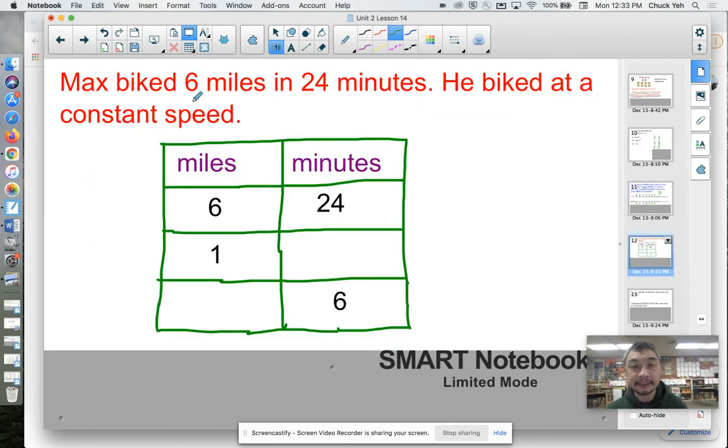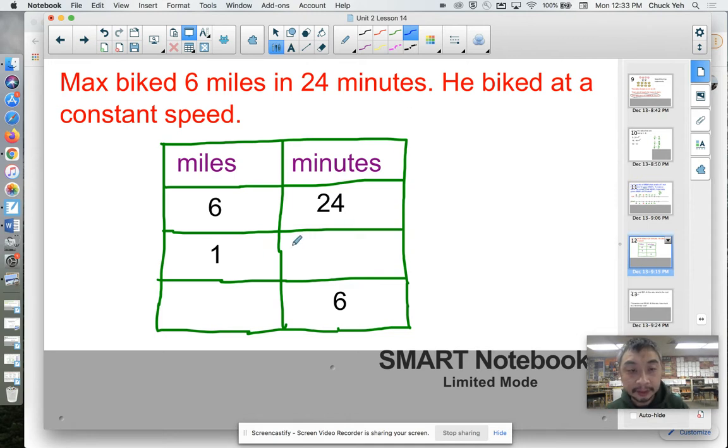Max biked 6 miles in 24 minutes. He biked at a constant speed. So see what those two missing boxes are. When you're ready, unpause it.